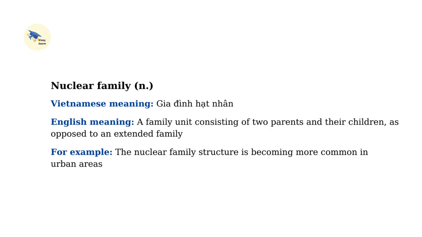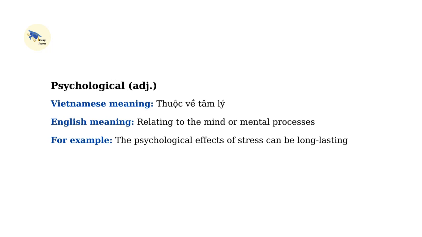Nuclear family. Gia đình hạt nhân. A family unit consisting of two parents and their children, as opposed to an extended family. For example, the nuclear family structure is becoming more common in urban areas. Psychological. Thuộc về tâm lý. Relating to the mind or mental processes. For example, the psychological effects of stress can be long-lasting.